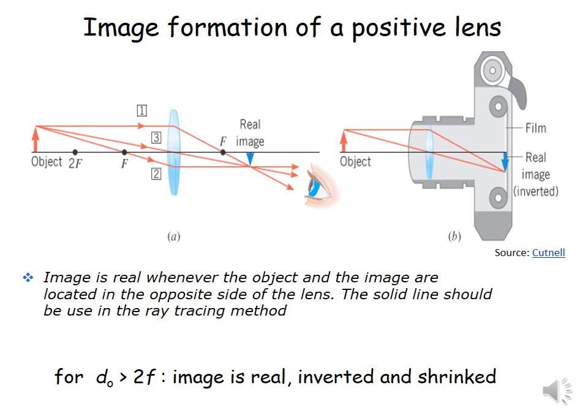So, for the positive lens, the image is real whenever the object and the image are located on opposite sides of the lens, and the solid line should be used in the ray tracing method. So as you can see here, the object and the image are located on different sides of the lens, so the image is real.